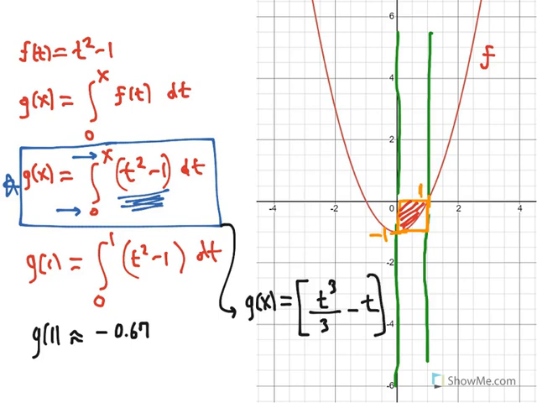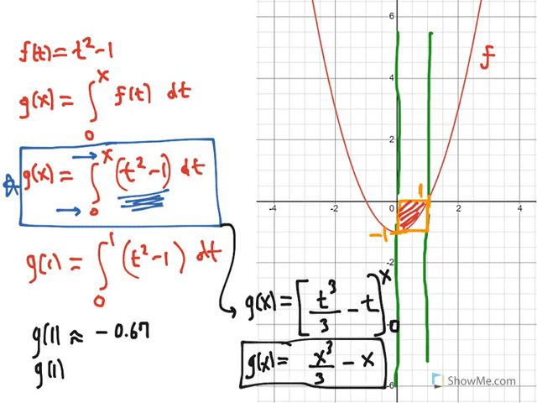And evaluate at the upper and lower limits of integration and subtract. So g of x is equal to, by the first fundamental theorem of calculus, x cubed over 3 minus x, minus the antiderivative evaluated at 0, which is just 0. So I can verify that what we saw graphically is correct by using the first fundamental theorem of calculus and evaluating the function g at x is equal to 1.